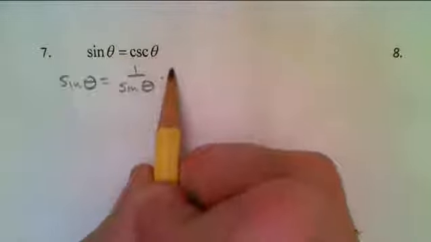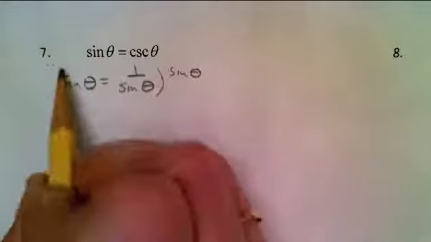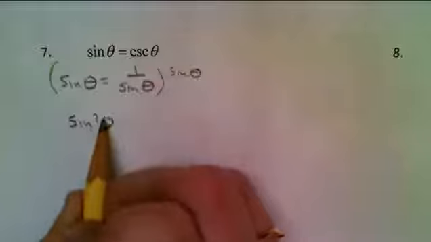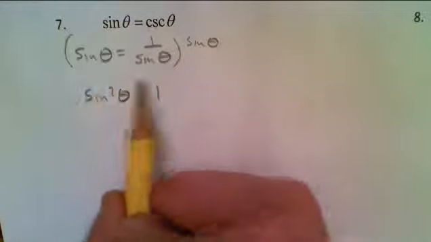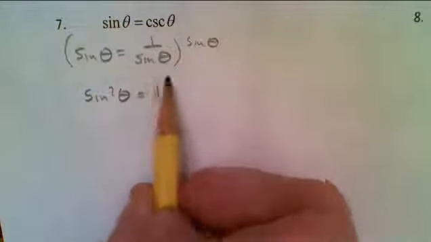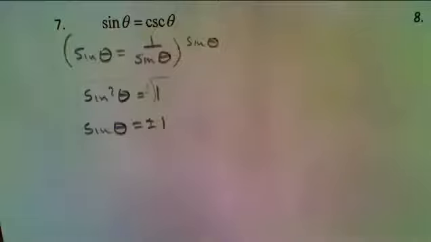I'm going to multiply to get rid of that in the bottom. So I'm going to multiply both sides of the equation by the sine of theta. So I'm going to get sine squared theta equals 1. So to solve that, it's like having x squared equals 1. I have to take the square root of both sides, but remember it's plus or minus the square root of 1 on that side. So I get the sine of theta equals plus or minus 1.